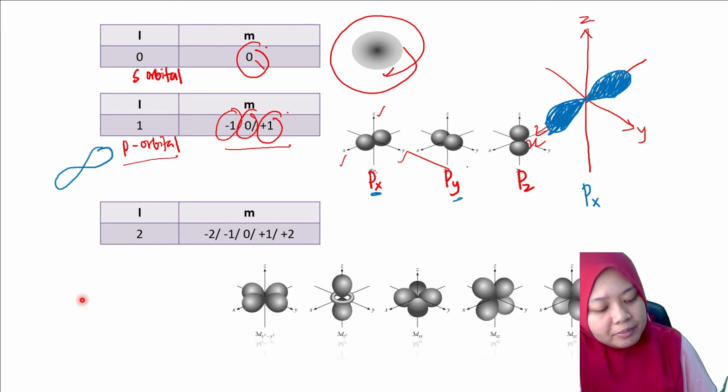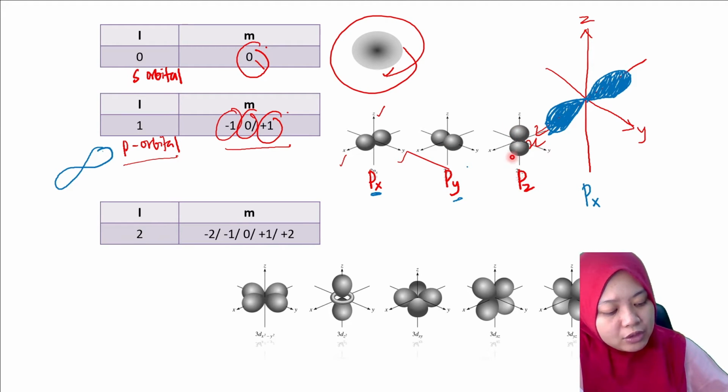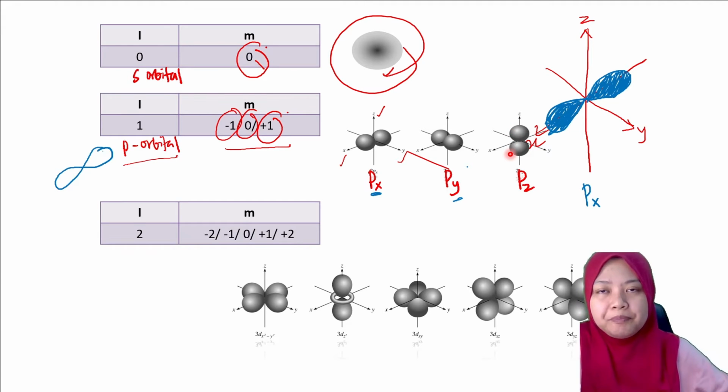If Y, nampak ini dumbbellnya duduk di atas paksi Y. Okay, and the last one, PZ. That means the dumbbell, bentuk dumbbell itu duduk di atas Z axis. Okay, so this is how you draw the P orbital.